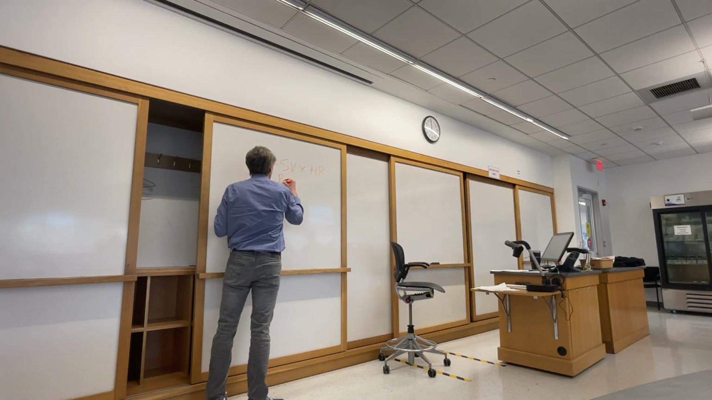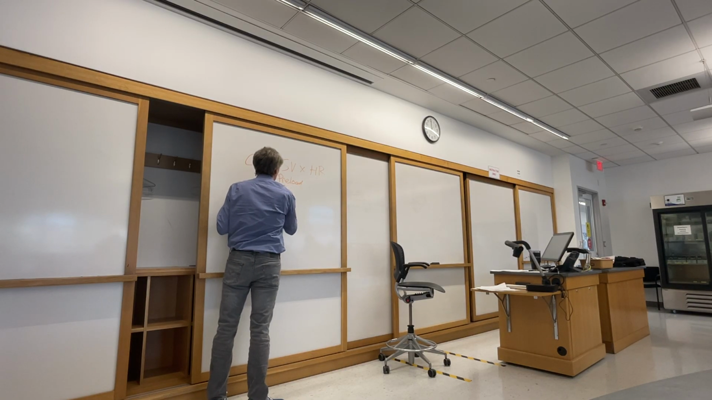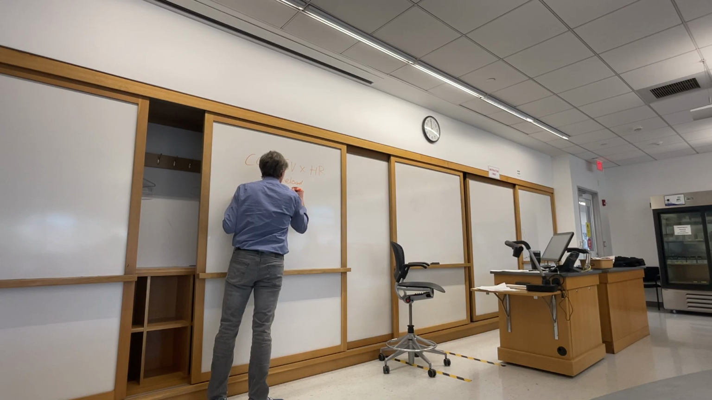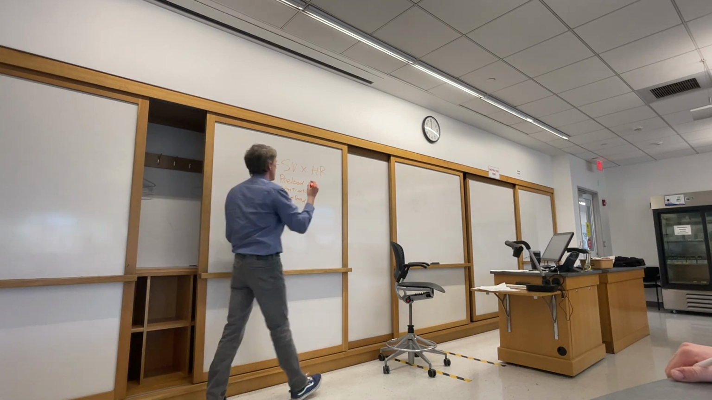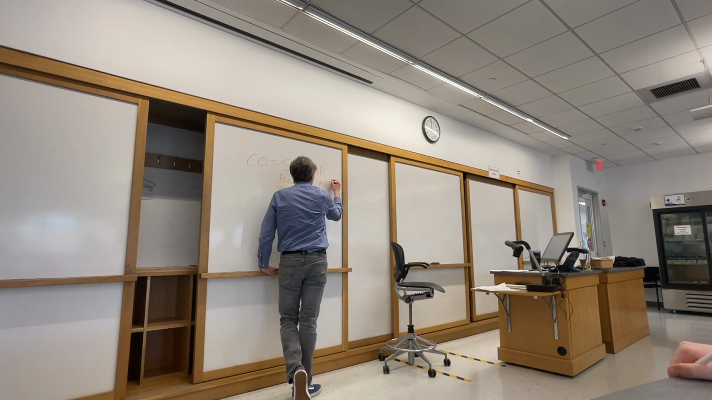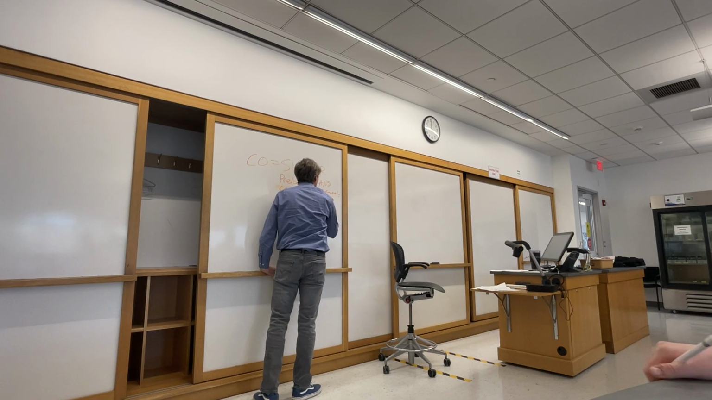Preload, afterload, contractility. Actually, let me go in a different order: preload, contractility, and afterload. I could go in any order, but I'm going to go in this order because I want to. All right. And then things that influence the heart rate: the autonomic nervous system, chemicals, and then other factors.